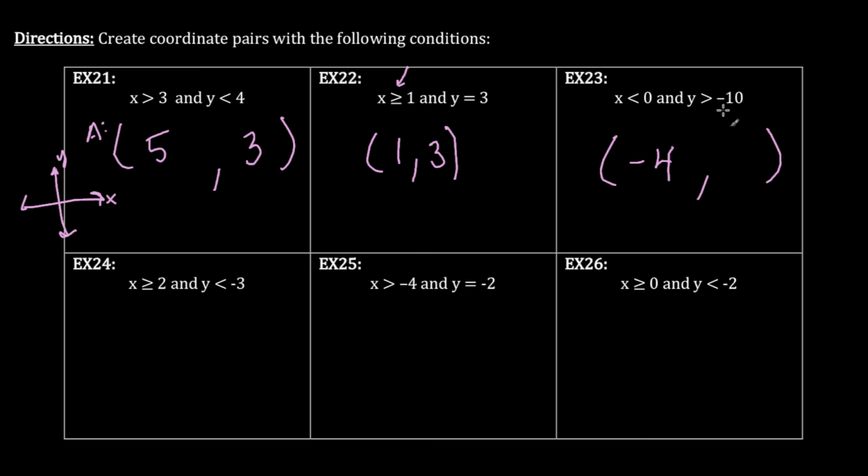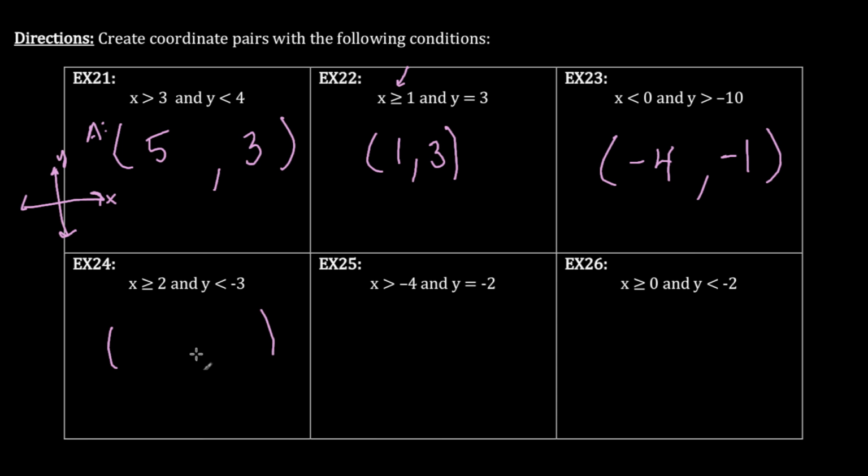Remember that bigger negatives are less. So I want a number bigger than negative 10. Well, 0 is bigger than negative 10. Any positive number is bigger than negative 10. But negative 1 is also bigger than negative 10 because it's less negative. It's closer to 0.